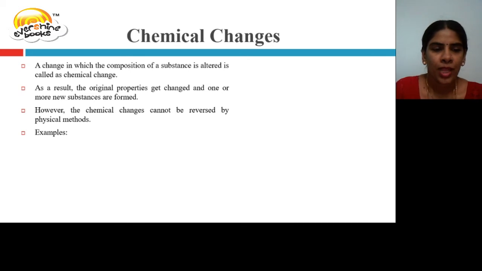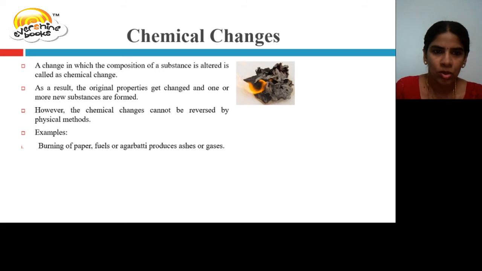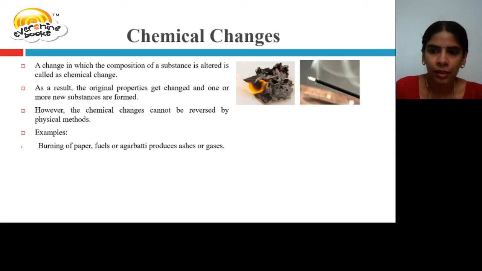Example, burning of a paper. We cannot bring back the paper. And what does the burning of paper lead to? It gives you ashes. So that is a new substance formed, and gases, one or more new substances. Agarbatti, when agarbatti is burned, we get the ashes and gases. Yes, we cannot reverse it back to agarbatti.